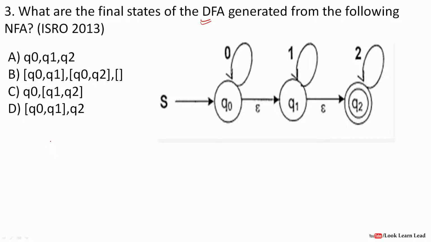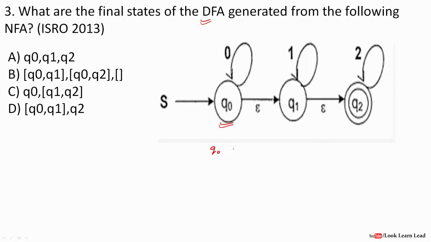We have to calculate the epsilon closure of each state. Okay, so epsilon closure of Q0 would be Q1 and Q2, because from Q0 by an epsilon move we can go to Q1, and from Q1 we can go to Q2. So epsilon closure of Q0 is Q1, Q2.